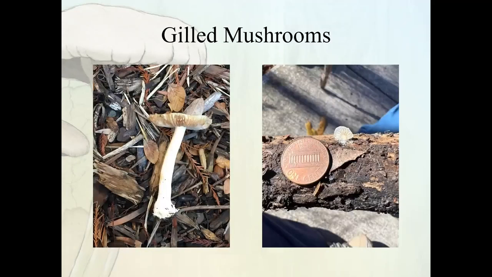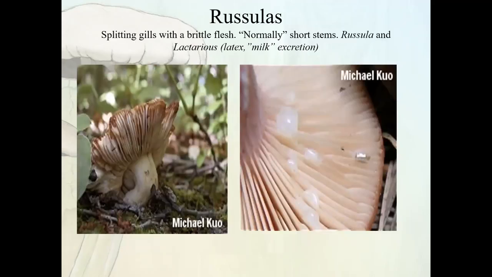Gilled mushrooms are really pretty. They're found everywhere. They can be really tiny, or they can be pretty big. I've seen some of those Amanita muscarias, really huge ones, in California. So the Mario Brothers ones.